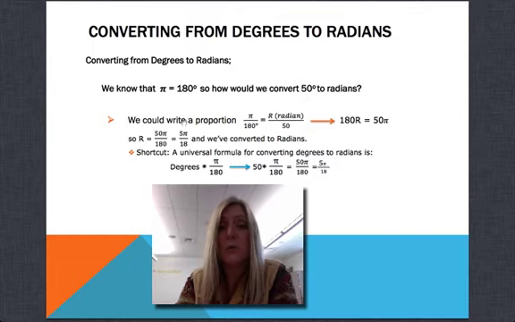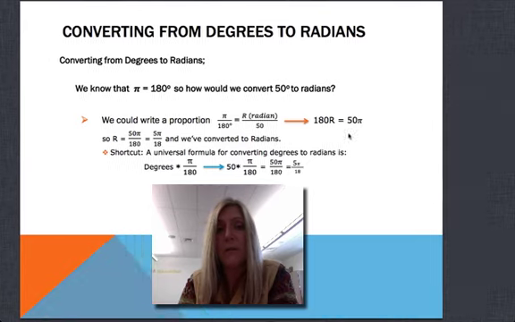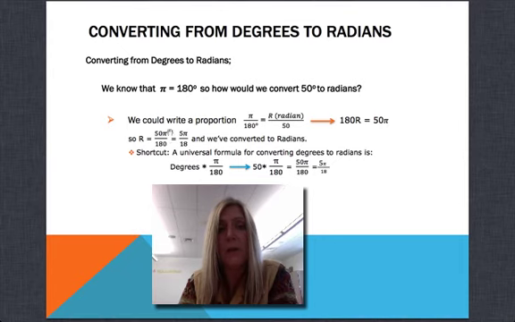What you could do is write a proportion: pi over 180 equals R over 50, where R stands for radians. Then you could cross multiply and come up with this equation right here, and solve that for R, and that's what happened down below. We got 50 pi over 180, reduced to 5 pi over 18. That would be your answer in radians.